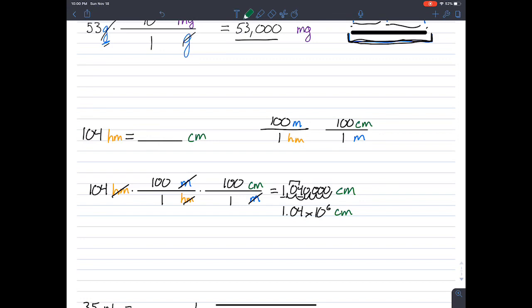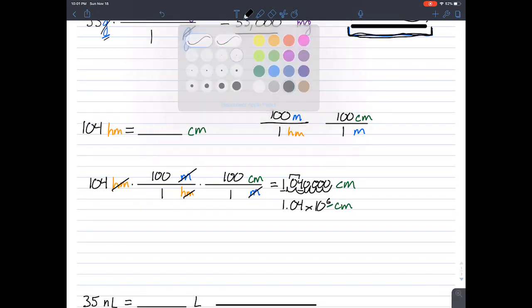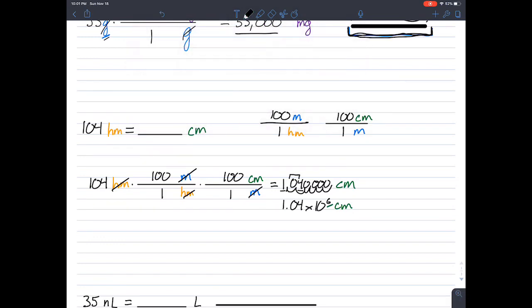Okay, well, one thing to check is whether your number is going to get bigger or smaller, and once again, we're going from a bigger unit to a smaller unit. So once again, we want to see our number get bigger because we're measuring with a much smaller unit. Hectometers are pretty big, almost as big as a kilometer, and we're going all the way down to something really small in centimeters. So yes, it makes sense that it's a number this large.